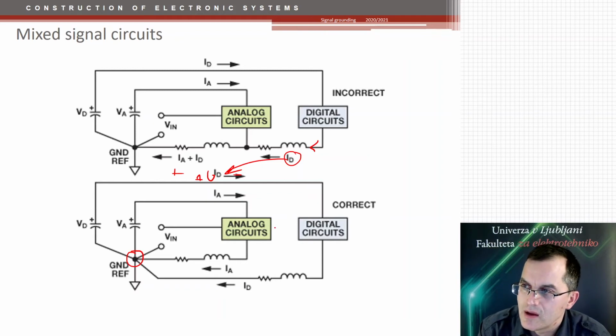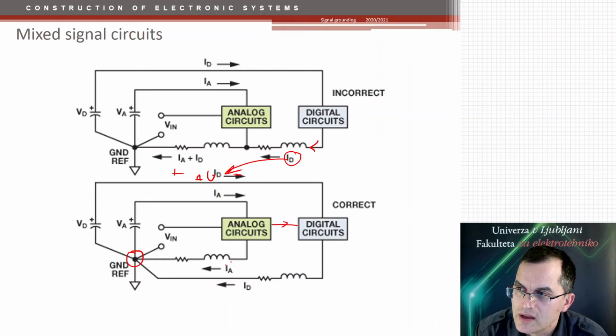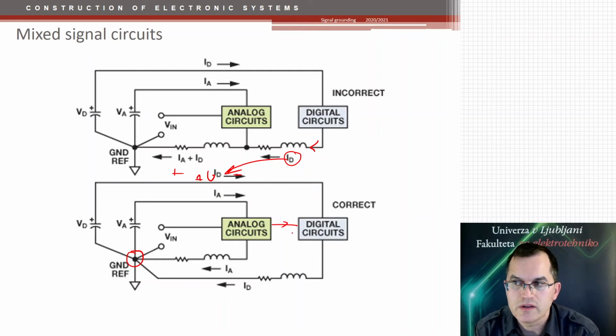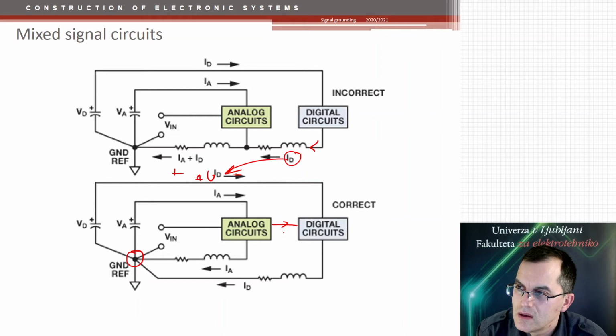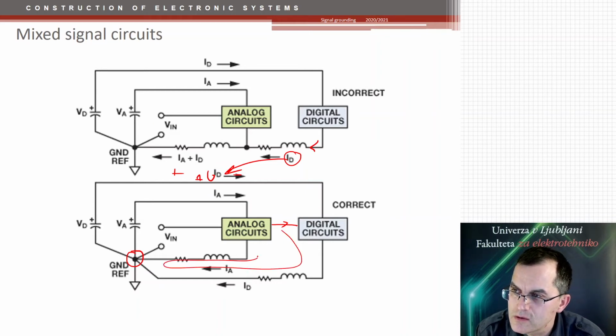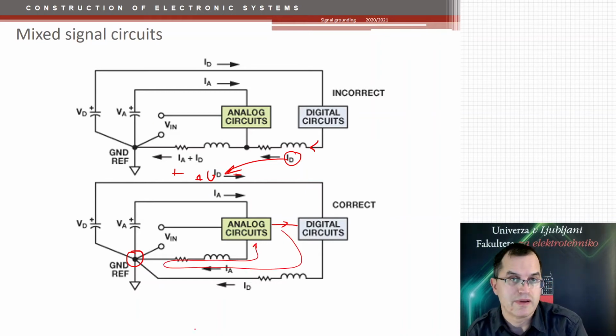But there are many issues here which are not very obvious. For example, what happens when you want to connect these two together? Where would the return current flow? Is it okay if it flows so far away? Does it matter?